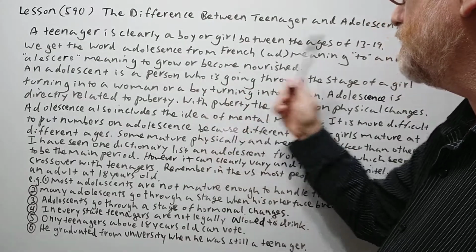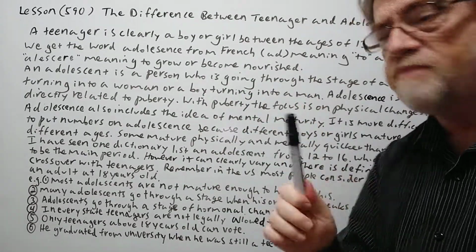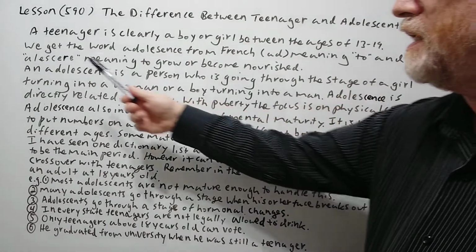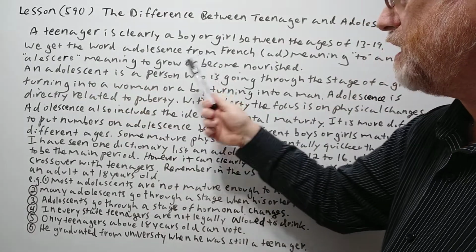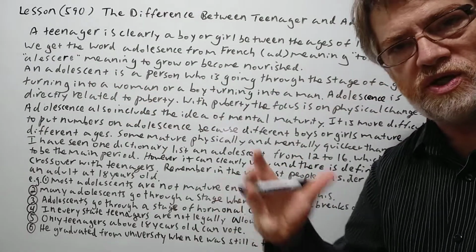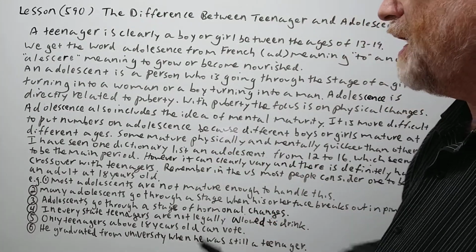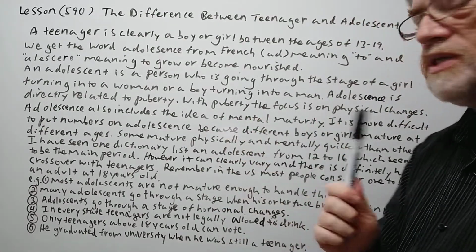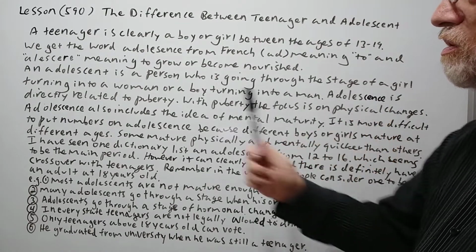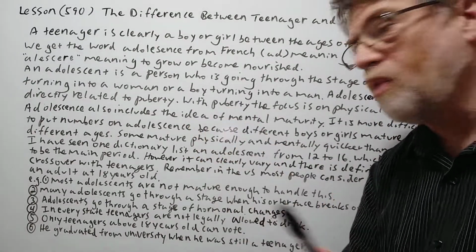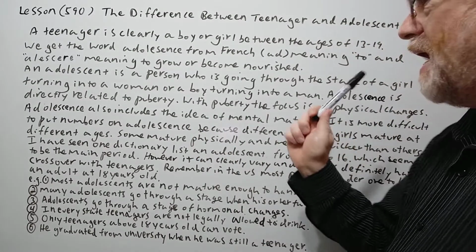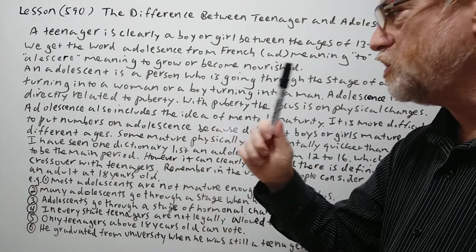We get the word adolescence from French, from the ad part meaning to, and the alescere meaning to grow or become nourished. So that's how it kind of formed. An adolescent is a person who is going through the stage of a girl turning into a woman or a boy turning into a man. Adolescence is directly related to puberty.